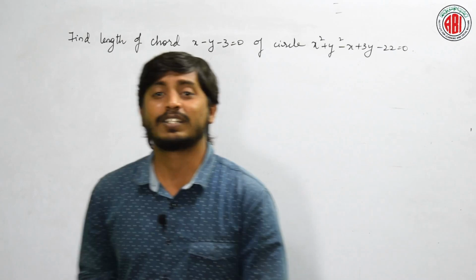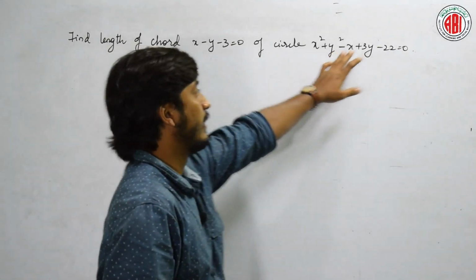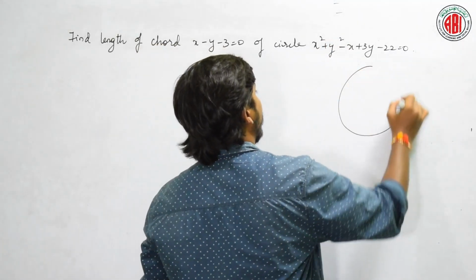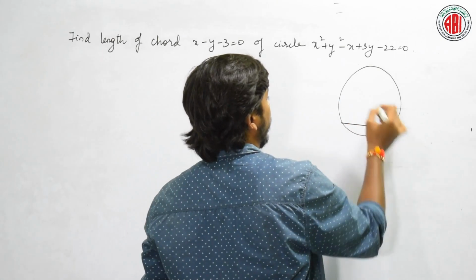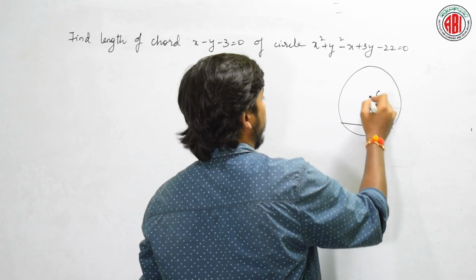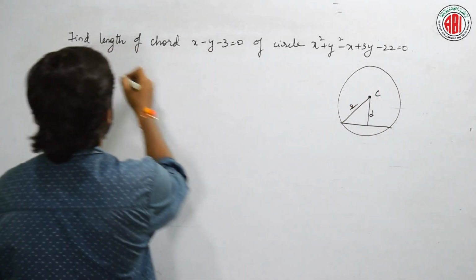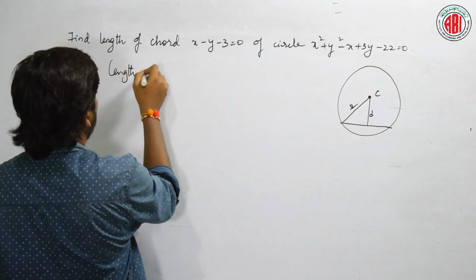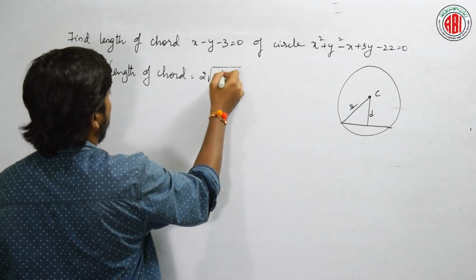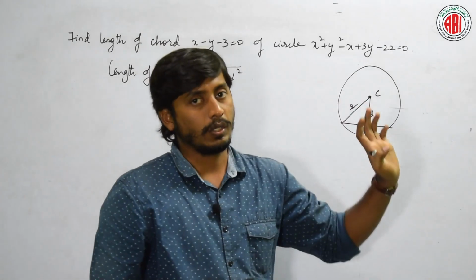Let's do. The next question we are going to discuss is to find the length of a chord of a circle with this equation. Okay. What is the formula for the length of a chord? If this is a circle, this is a chord, this is the center, this is D, and the radius is R. What is the formula? The length of the chord is 2 into under root R square minus D square. D is the perpendicular distance from the center to the chord.